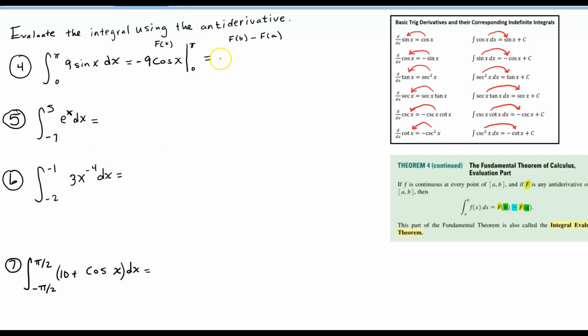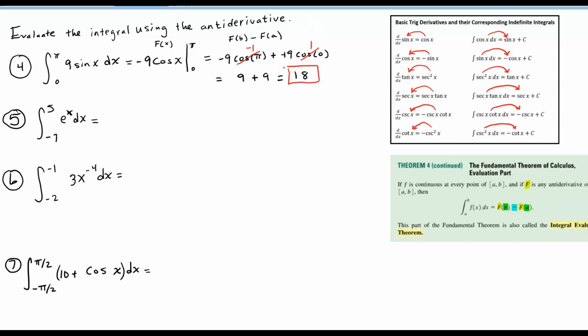So I'm going to say, well, I have negative 9 times the cosine of pi minus negative 9 times the cosine of 0. And so the minus minus makes for plus. And now what I'm going to do is substitute what I know to be cosine of pi from the unit circle, negative 1, and cosine of 0, positive 1. And so when I do that, I get negative 9 times negative 1, which is positive 9, plus 9, all right, which is my final answer, 18. There it is. Okay?